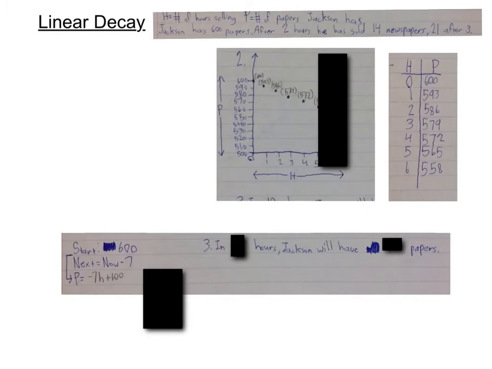And the linear equation is negative 7h plus 600, because 600 is the y-intercept, or where we start, and since he loses 7 papers an hour, that would be negative 7h. Okay, so just a quick prediction. In 10 hours, Jackson will have 530 papers, because 10 times 7 equals 70, and 600 minus 70 equals 530.